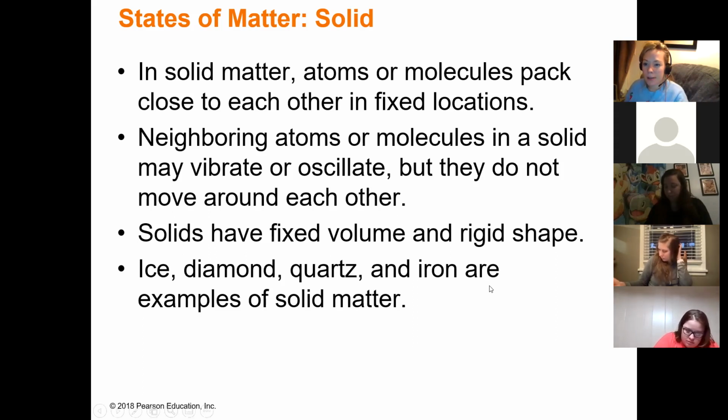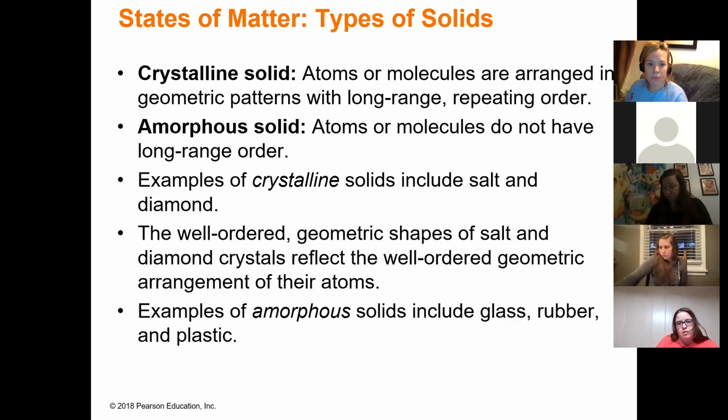Most of the metals that we see on the periodic chart are in solid form at room temperature. Mercury is the only one of the metals that will exist as a liquid at room temperature. We can divide solids down into being either a crystalline solid or an amorphous solid. So a crystalline solid is when you have a long range order.